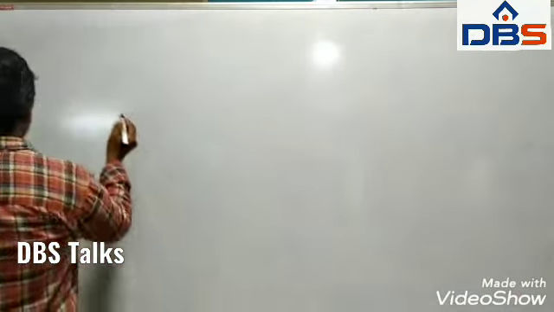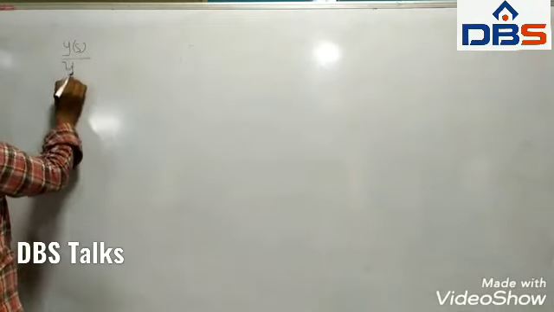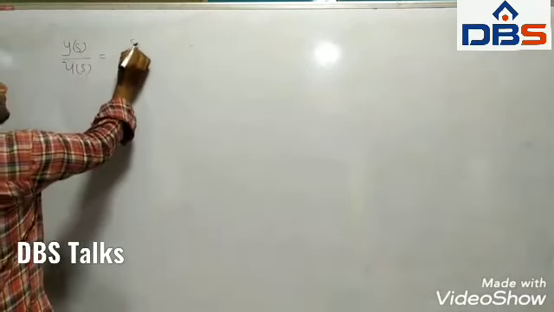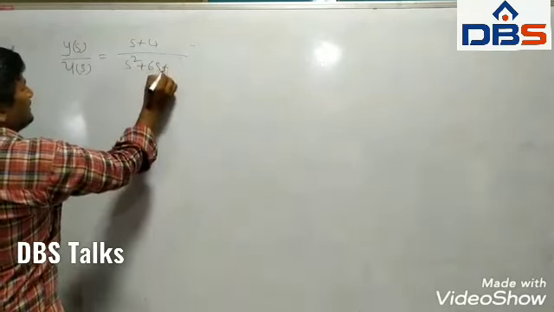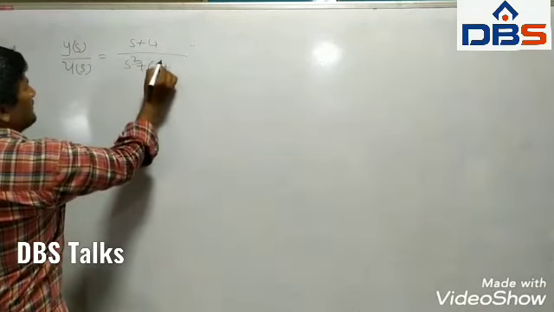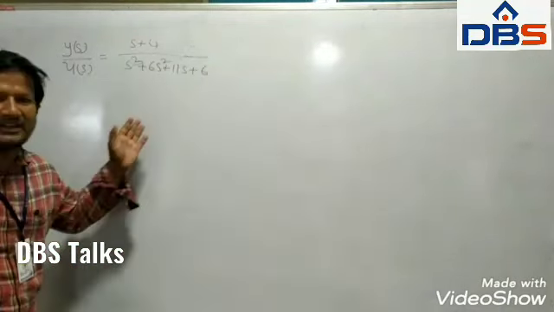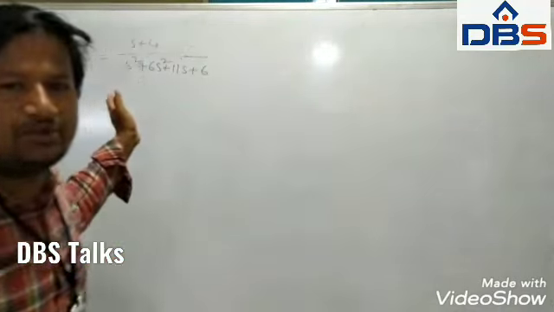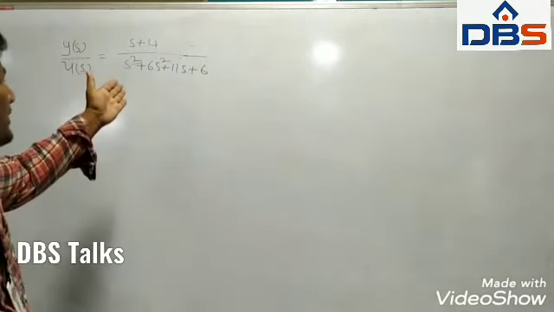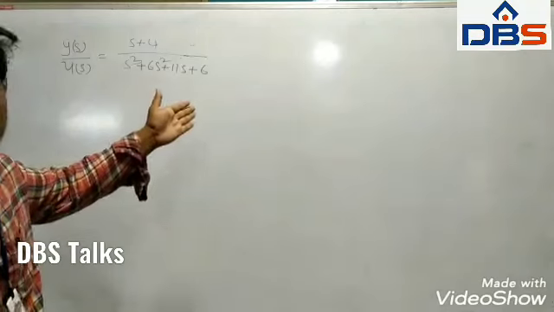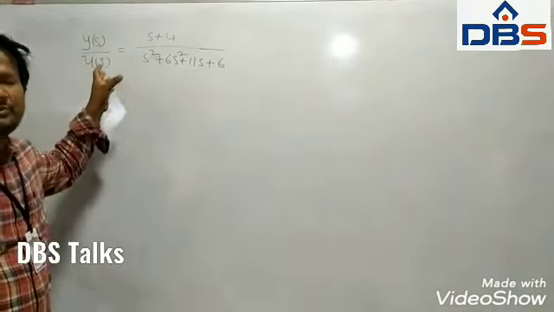Suppose the given transfer function is Y(s) by U(s) equal to (s plus 4) by (s cube plus 6s square plus 11s plus 6). So from this transfer function, derive the state model.